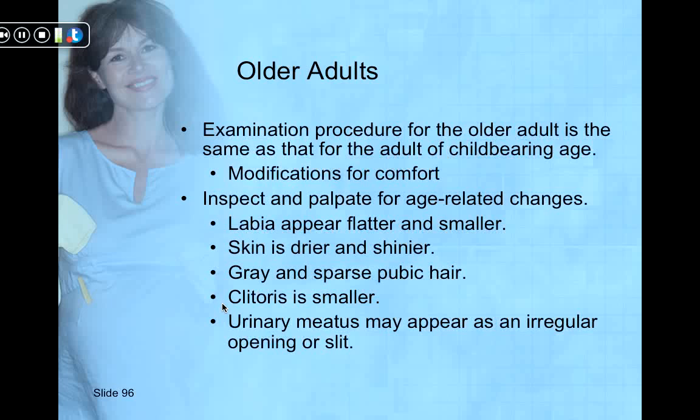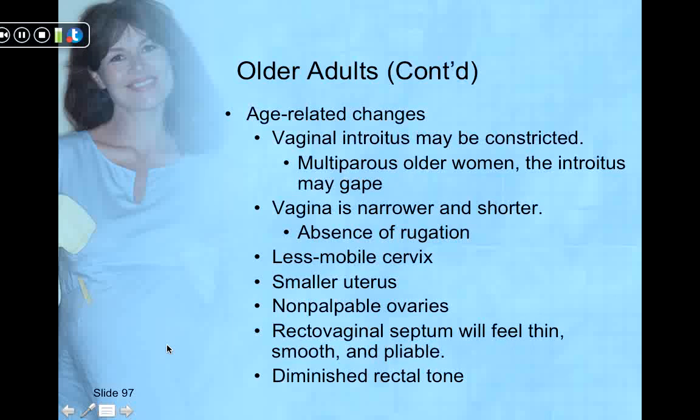Talk about the older adults. The examination is essentially the same. You may modify for comfort. Use a smaller speculum. Use a little bit more water-based lubricant if the tissue is a little bit more friable or thin. Inspect for age-related changes. The labia will appear flatter and smaller. The skin is drier and shinier. They may have gray or sparse pubic hair. The clitoris is smaller, and the urinary meatus may appear as an irregular slit or opening.